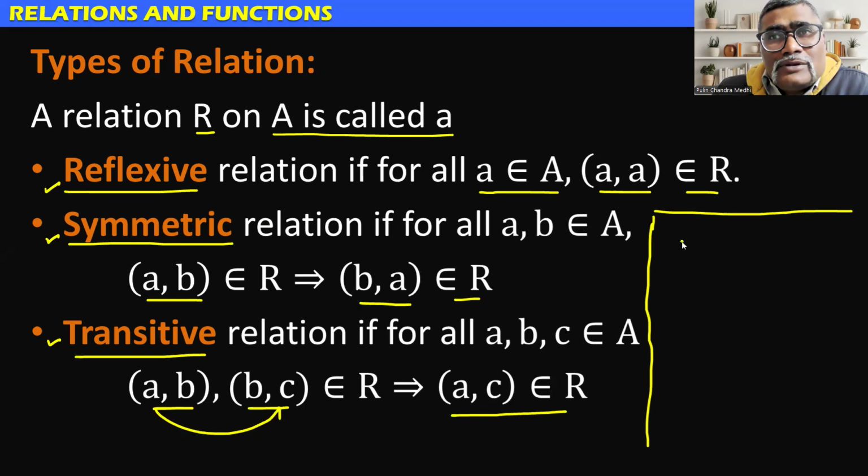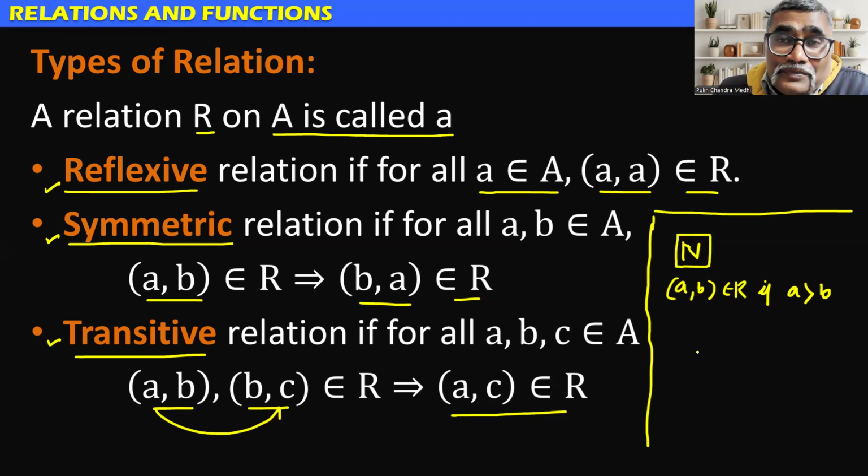Suppose you consider the set of natural numbers, right? And on natural numbers, you are going to define a relation. So you will say that a and b will be related if a is greater than b, where a and b are taken from the natural numbers.